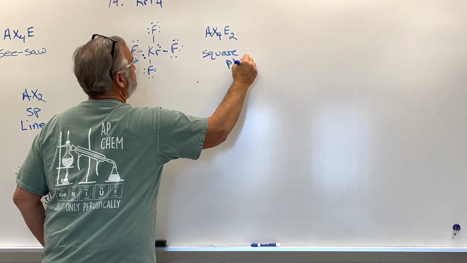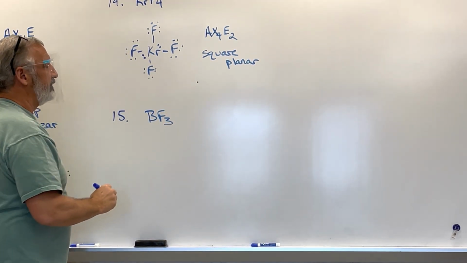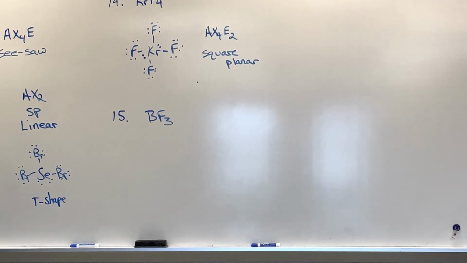BF3. What's unique about boron being a central atom? It doesn't do the whole octet, it only needs 6. So boron and aluminum, you just have to know that. Students miss this year after year after year because they just don't memorize boron and aluminum.